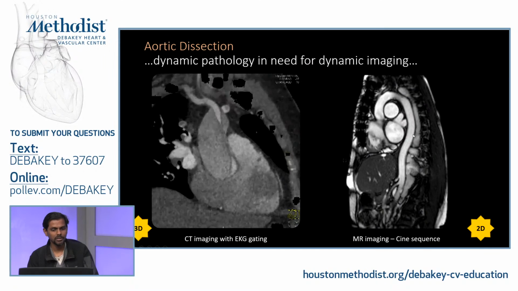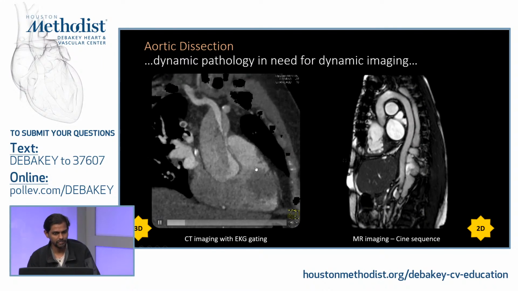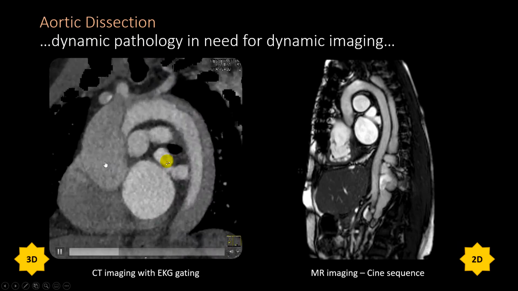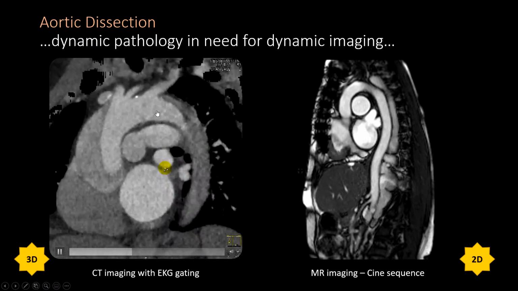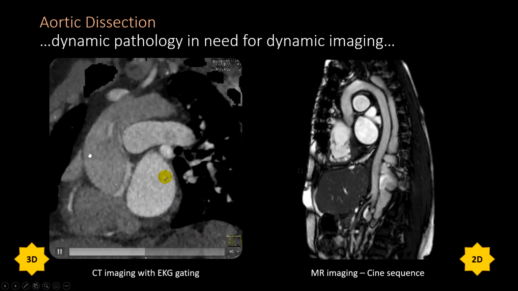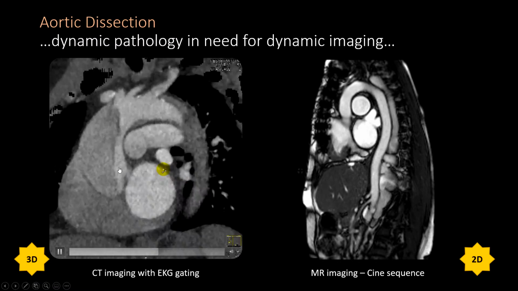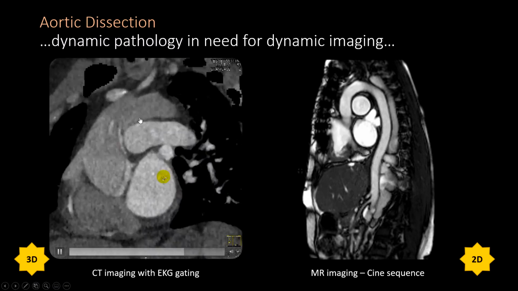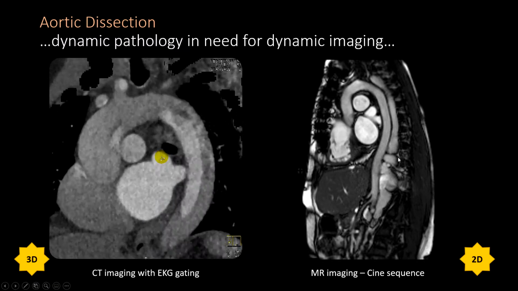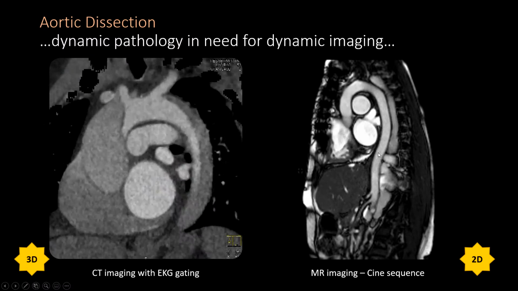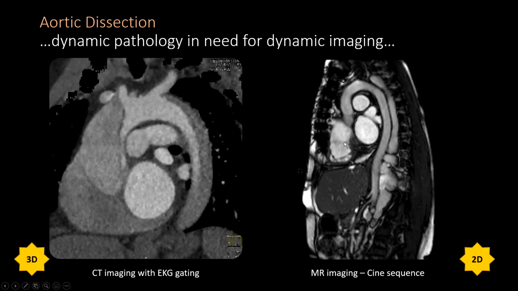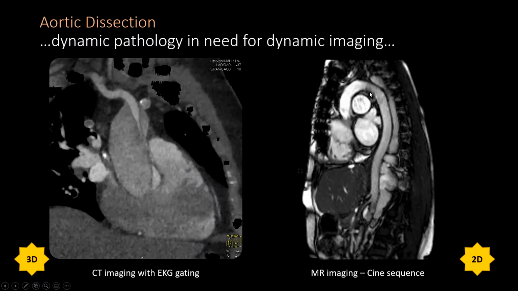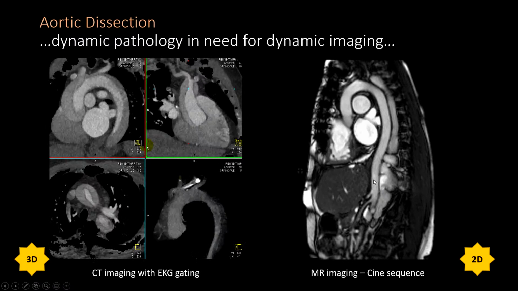So I'm going to start with these images. The one on the left is a CT image with EKG gating, where we are seeing an entire aorta dissected. The dark lumen is the false lumen, and the brighter contrast-filled lumen that is continuous with the aortic root and the left ventricle is the true lumen. On the right, you see a cine image in a 2D slice, across different cardiac phases and maybe some respiratory movement, showing what's happening to this dissected aorta.